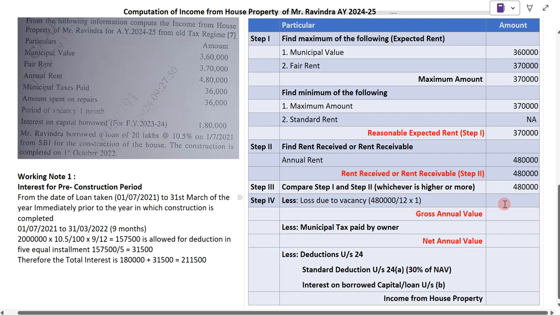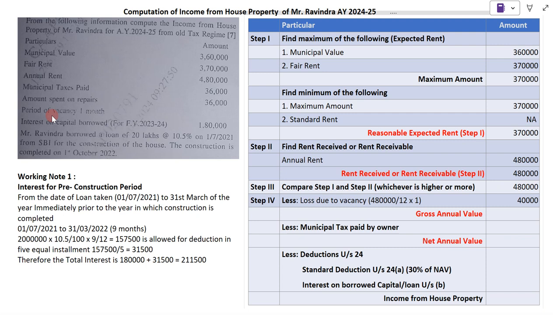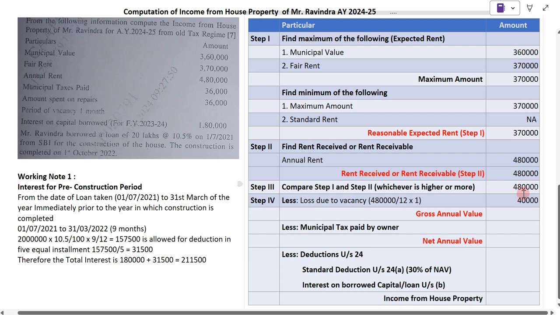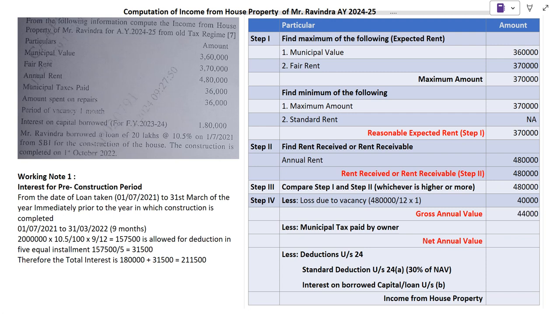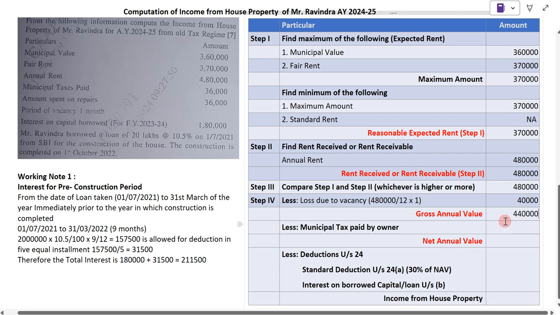Per month the rent is 40,000. So this 40,000 was the 1 month rent, and due to that 1 month the house is vacant, that's why 40,000 was a loss. Okay, so 4,80,000 less 40,000, the remaining will be called the gross annual value. So how much is remaining? 4,40,000. Okay, so 4,40,000 is the gross annual value.